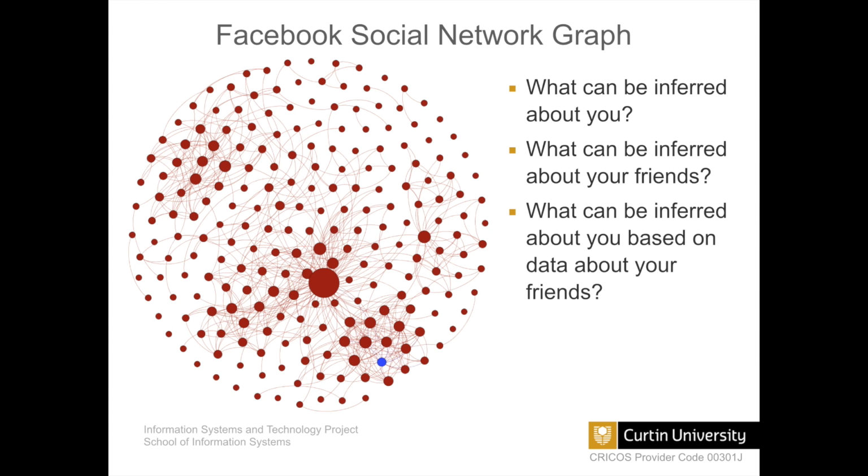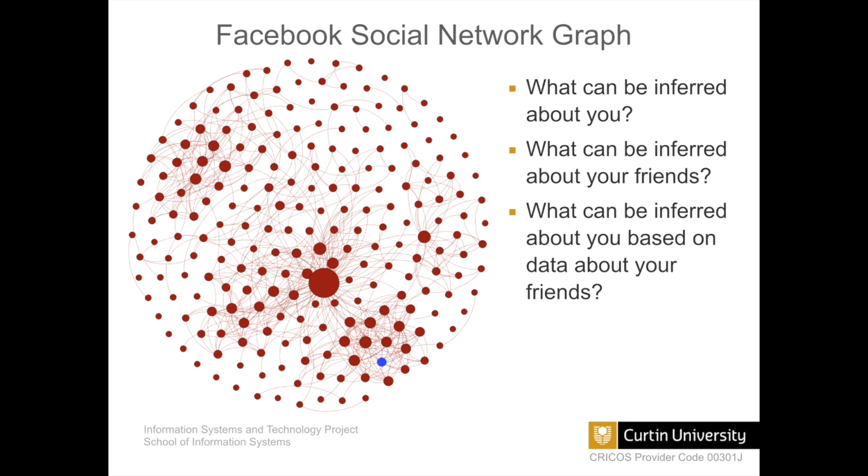What can be inferred about you based on data about your friends? For example, if your friend likes a certain band, there's a certain probability that you'll like it too, since friends generally have things in common. On that basis, might it be reasonable for a music provider to target you for purchase of a song by that band that your friend likes?